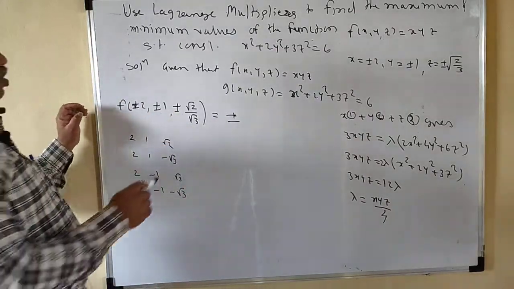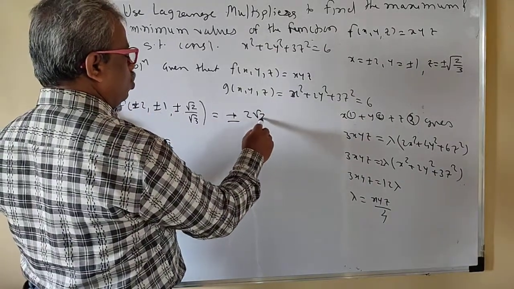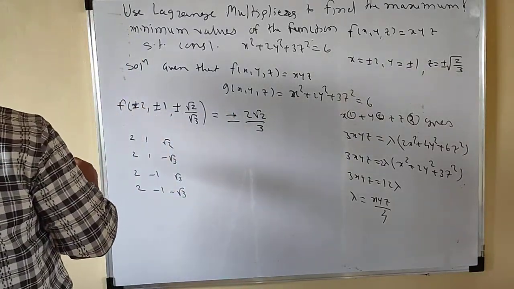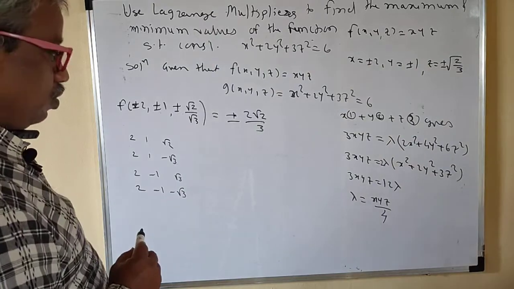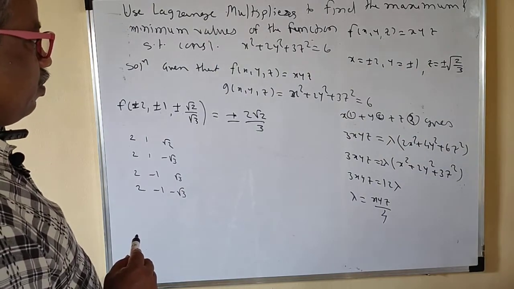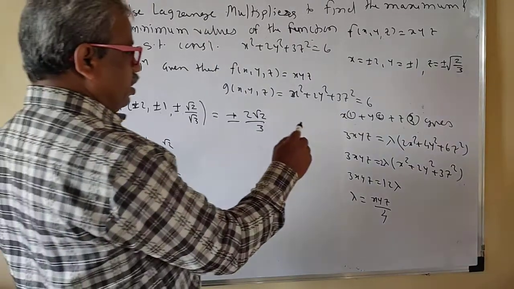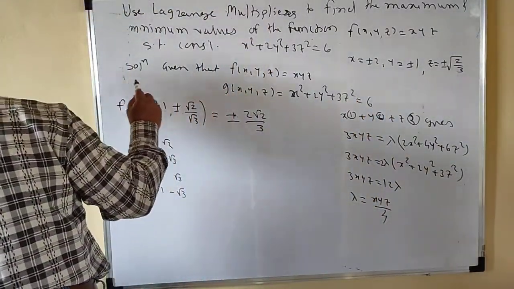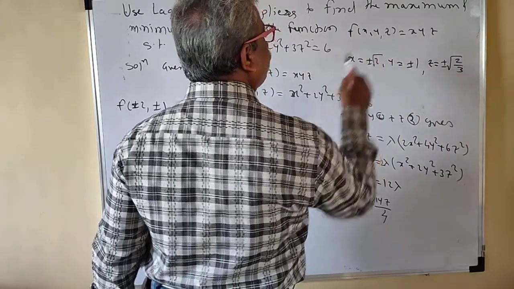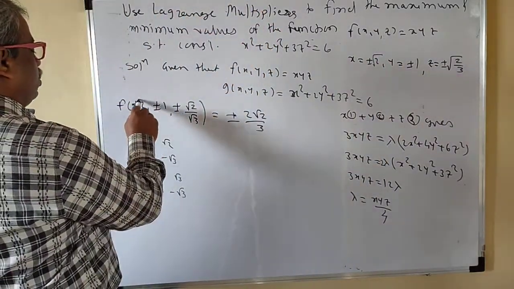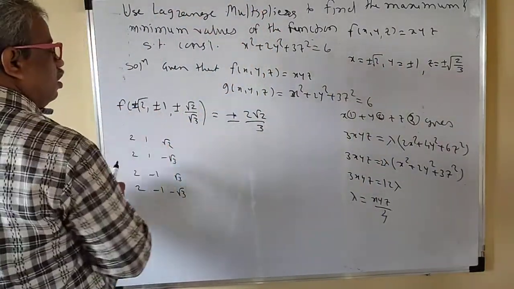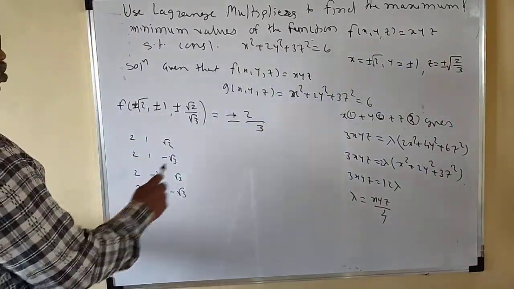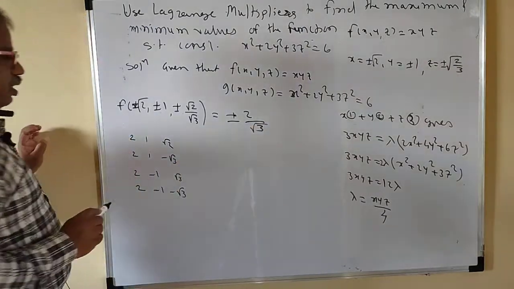Take the product now. This is 2 root 2 upon 3. So now what is the value of x? See the value of x square. The value of x square is equal to 2. So x is plus or minus root 2. That means 2 by plus or minus root 3. 2 by root 3. Right?